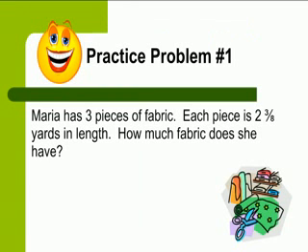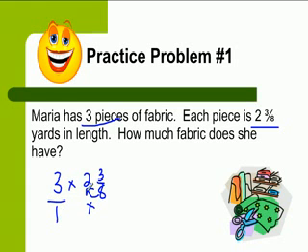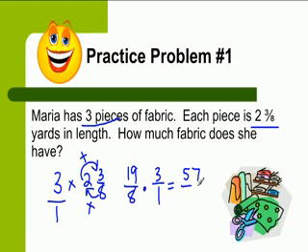Alright, it says Maria has 3 pieces of fabric. Each piece is 2 3/8 yards in length. How much fabric does she have? Well, we know that she has 3 pieces, and each piece is 2 3/8. So we can do 3 times 2 3/8. The first thing we need to do is put 3 over 1, and the second thing is we need to change this fraction to an improper fraction. So 8 times 2 is 16. 16 plus 3 is 19 over 8 times 3 over 1. So 19 times 3 is 57. 8 times 1 is 8. And then we need to simplify that down, and you would get 7 1/8.